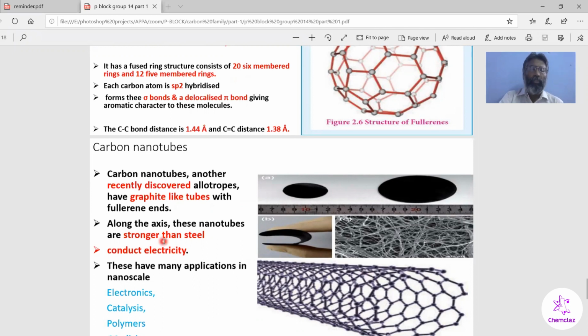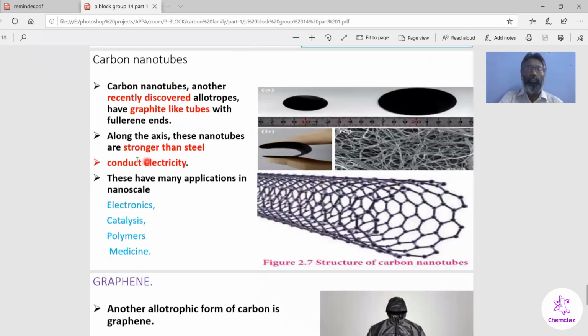Along the axis, these nanotubes are stronger than steel. So you can see the appearance of fiber-like nanotubes. This is the nanotube material.